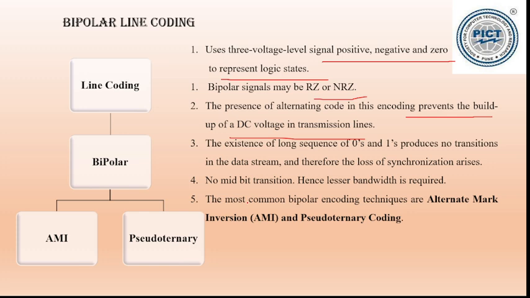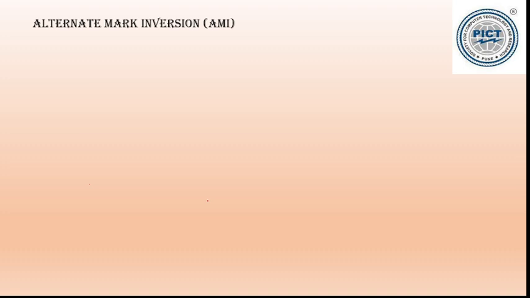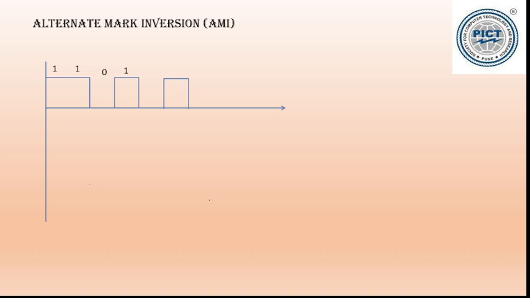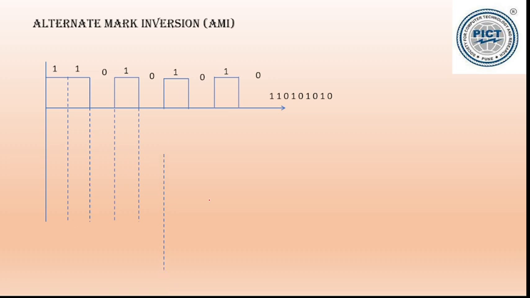The most common bipolar encoding techniques are alternate mark inversion and pseudo ternary coding. Let us see them one by one. First is alternate mark inversion, called AMI. Let us draw the bit pattern that we want to transfer from the transmitting end through a communication channel. Draw the propagation lines to show the AMI signal and the time period for every bit.